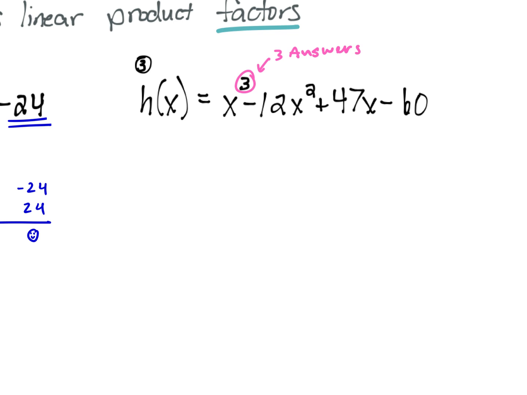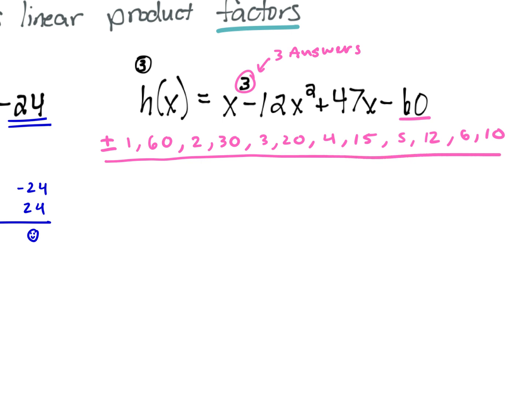So factors of the last over factors of the first. What are factors of 60? 1 and 60, 2 and 30, 3 and 20, 4 and 15, 5 and 12, 6 and 10. You don't have to list them all. If you want to just start with listing a few and see what works. Over factors of the first, which are just 1. So that just makes these all whole numbers. We can try 4 first.